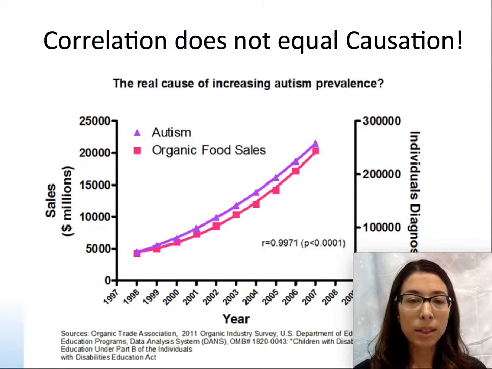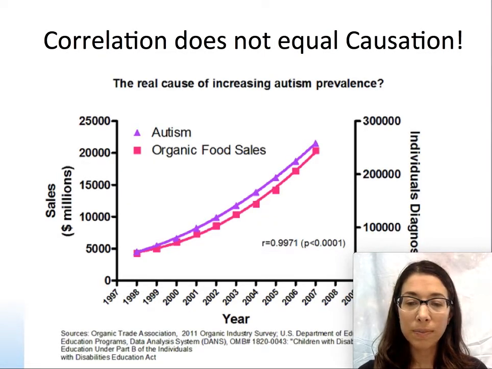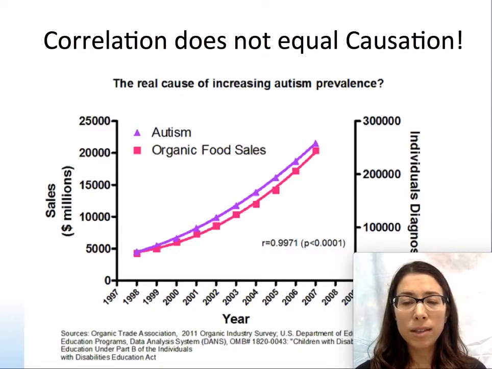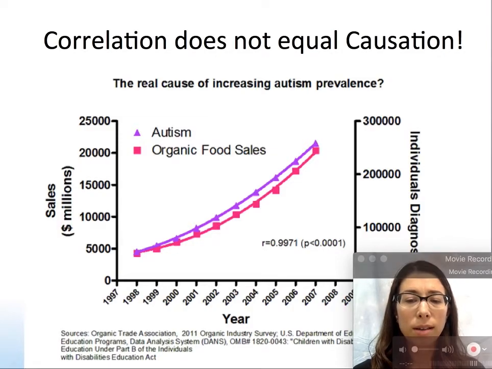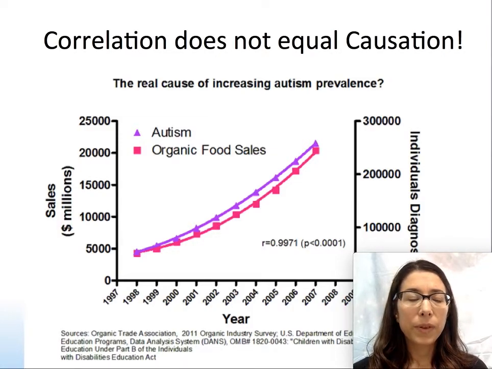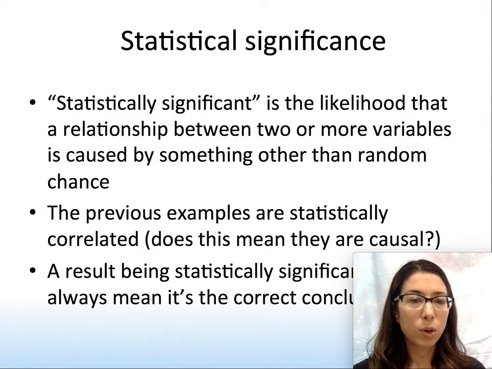How about organic food sales and autism? Here's a good one, right? We can see that they're very correlated. This number here, the R value, is a quantitative measure of correlation. But we might think that the amount of organic food being sold in America and the rates of autism might not necessarily be connected, right? We don't think that organic food causes autism, most likely.